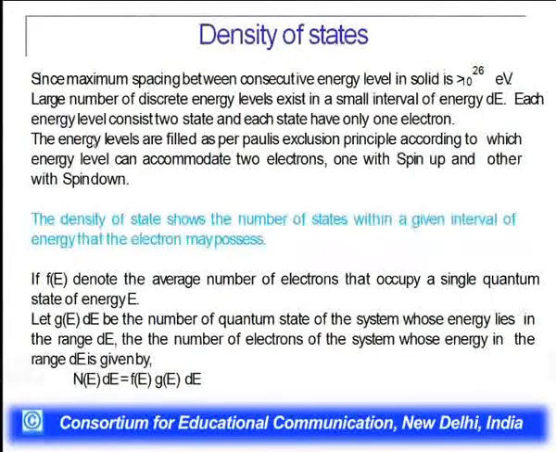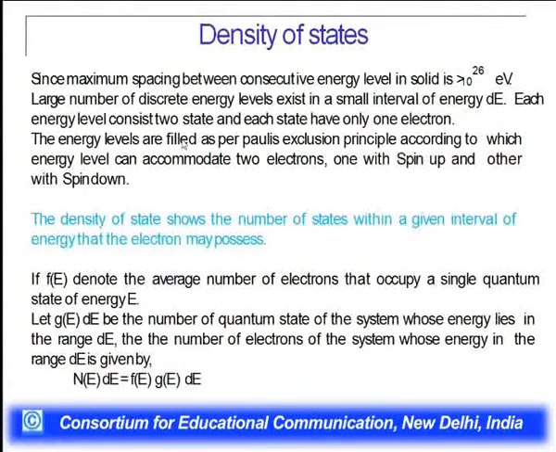Now, the most important topic is the density of states. Density of states defines how many allowed states there are in any system. Since the spacing between consecutive energy levels in a solid is very small, a large number of discrete energy levels exist in a small interval of energy dE. It means we are considering the energy interval dE, in which we have a number of discrete energy levels.